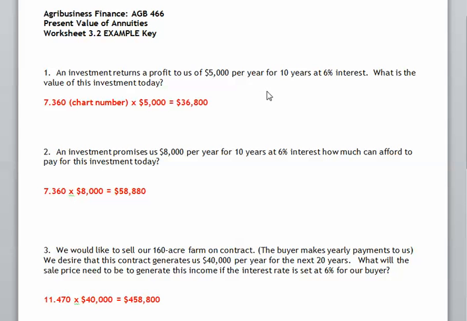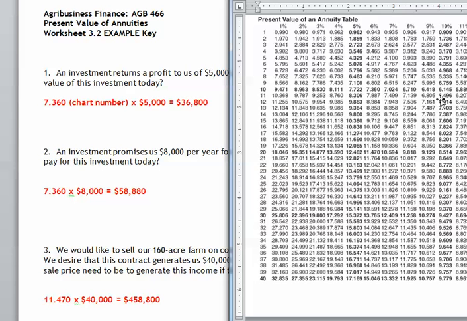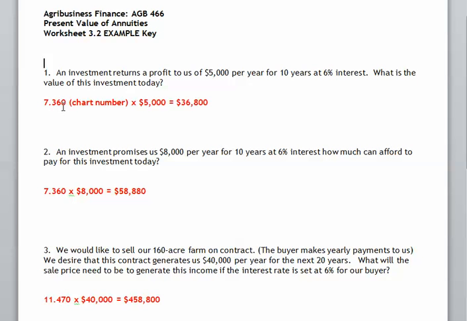Same like the last worksheet, guys. We just take the number of years and the percent interest to get a chart number. Okay, here's the percent. Make sure I use the right chart though. Present value of annuity. 6%, 10 years. Yep. That's 7.360. So we take the chart number 7.360 times the annual payment, in this case $5,000. That gives us our present value of this annuity of $36,800.